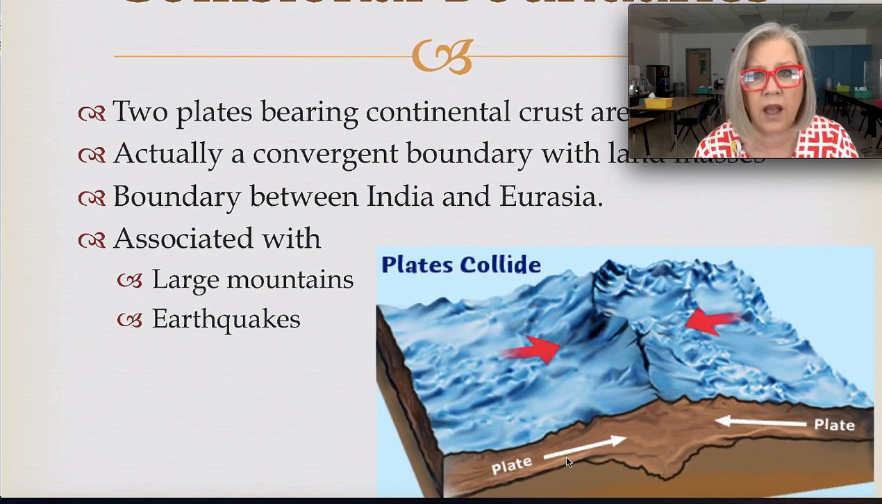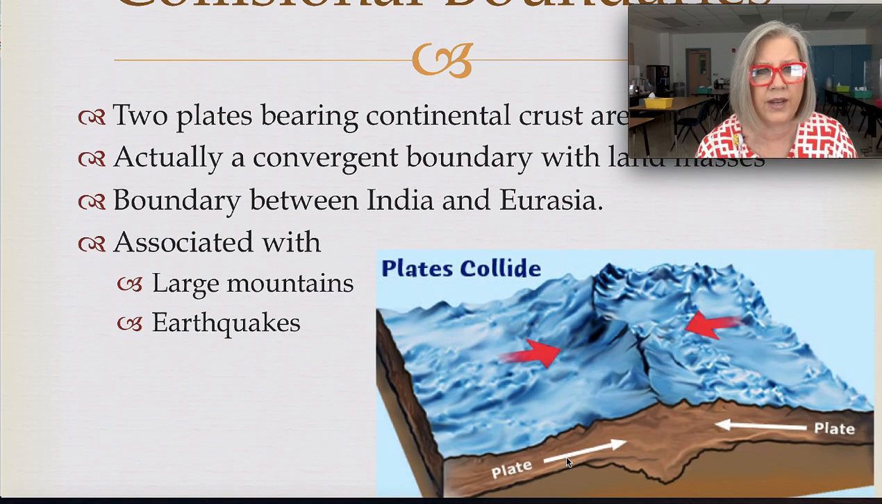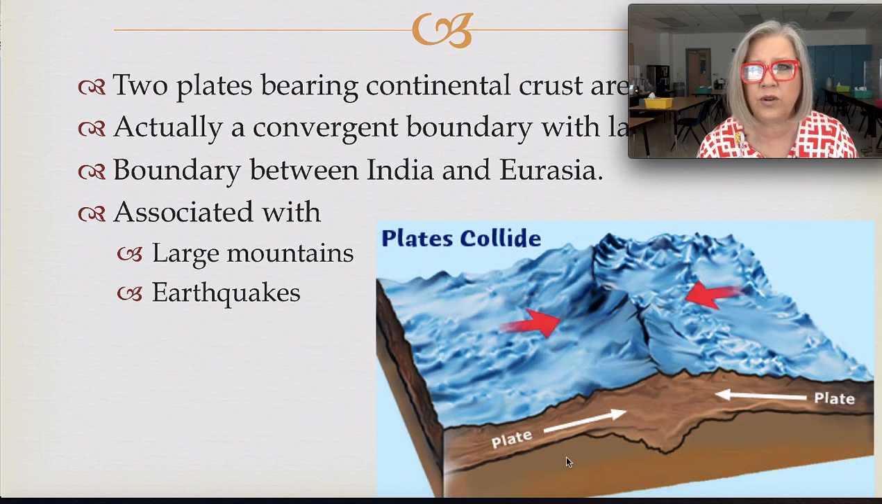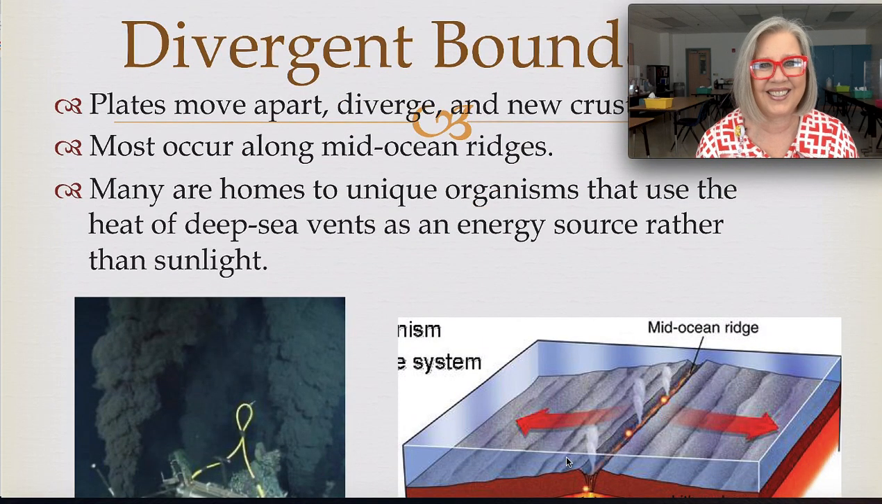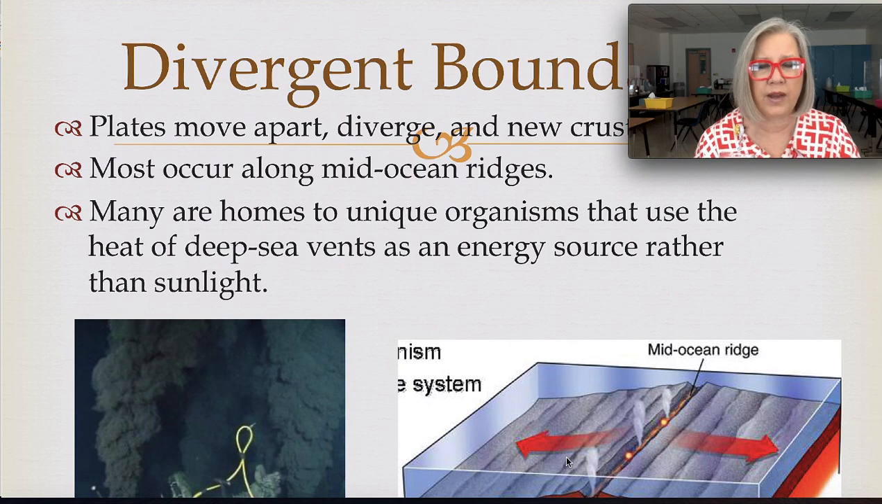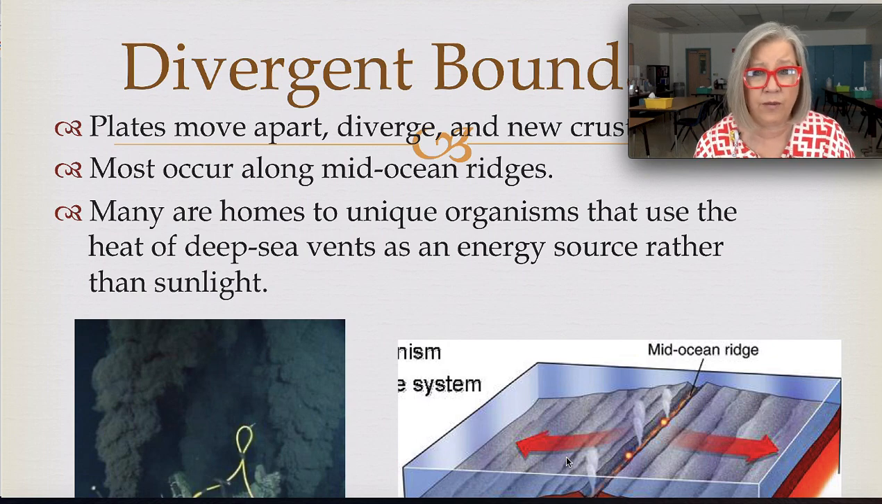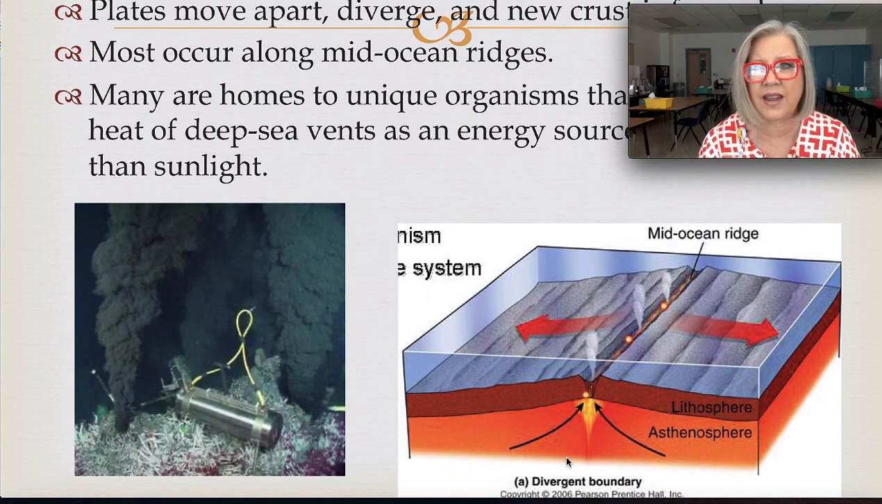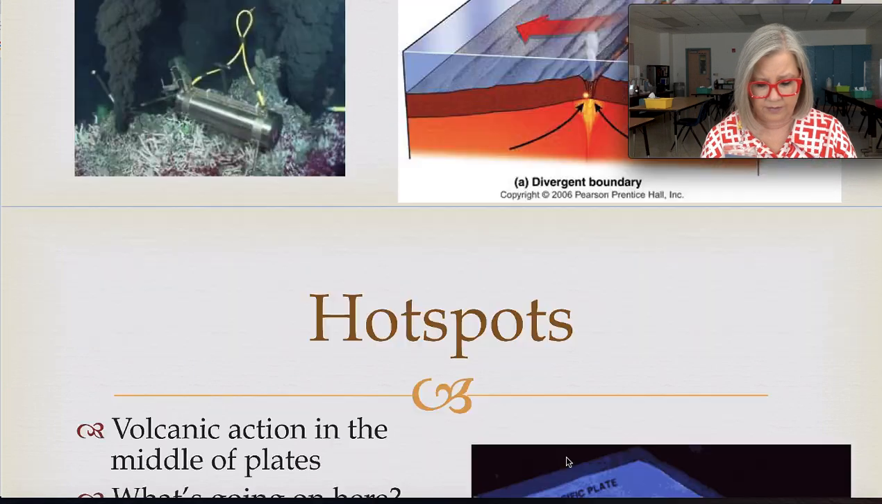Collisional boundary, the Indian and Eurasian plate is what's going on here. So you don't have necessarily the subduction. You're having sort of a raise that's happening. Lots of earthquakes. And then divergence is where it's going to pull apart and the mantle is going to come up through there. And you're going to have lots of new land formations that happen. And it also sends out a lot of energy. And so there are plants and animals that have adapted to using this as their energy source.